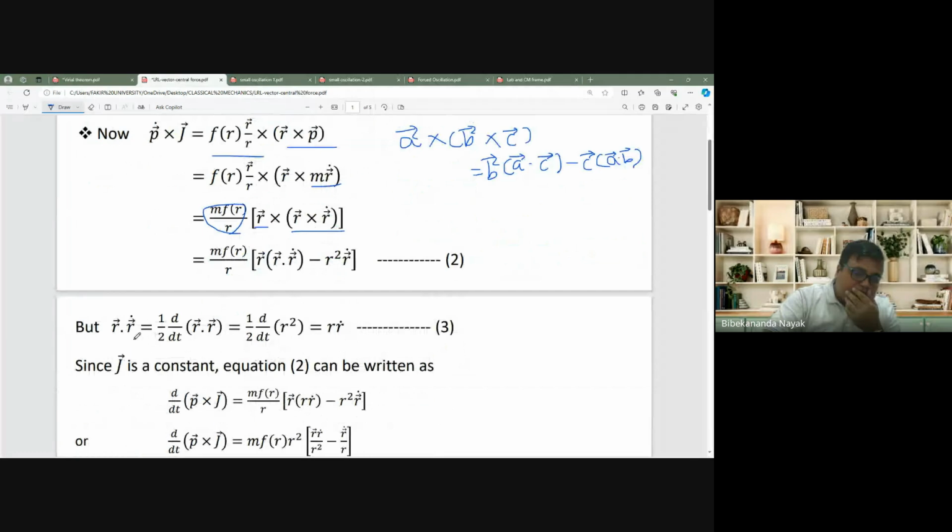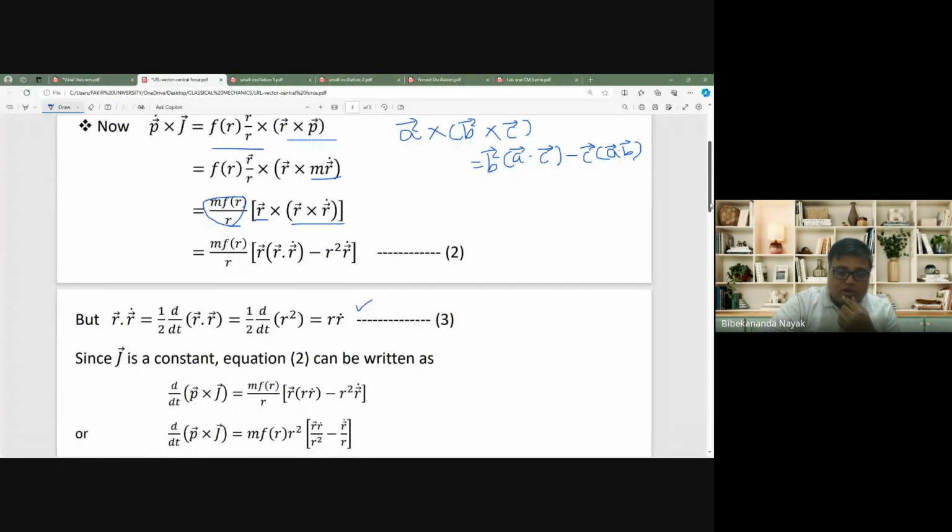But r dot r is equal to how much? You can check it: it is half of the derivative of r square. Because if you take the derivative of r square, it is 2 r r dot. If you take half, it will be r r dot. So r dot r is basically r times r dot, the derivative of the magnitude. Now since J is a constant for a central force problem, angular momentum is a constant quantity.